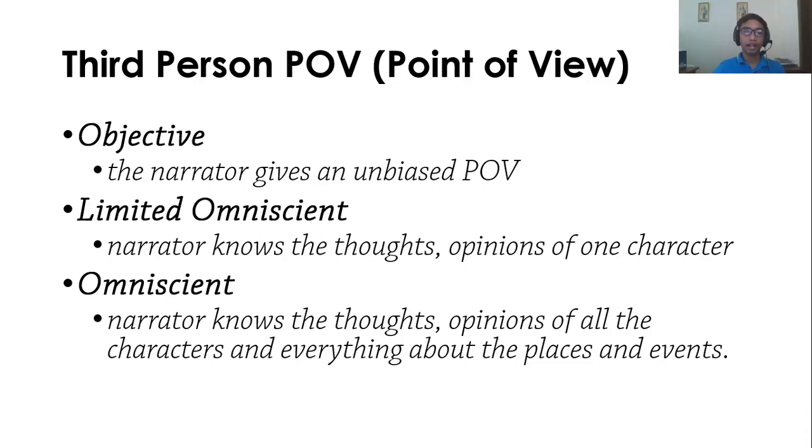And the third one would be omniscient. Omniscient means the narrator knows the thoughts and opinions of all the characters and everything about the places and events. It's not only one now, it's all the characters, including the places and events going on in the story. I hope that we have not missed anything about that.